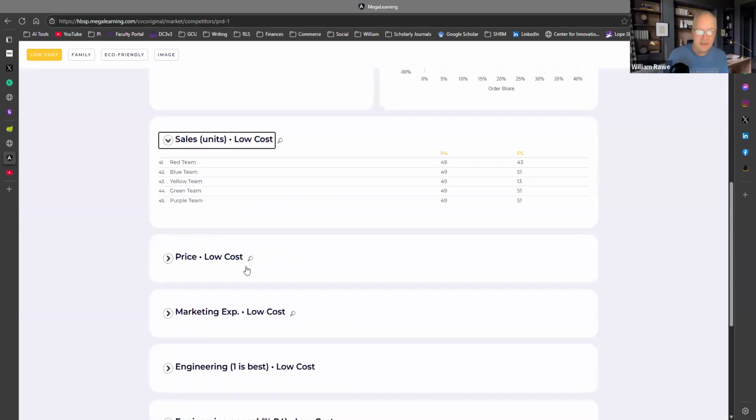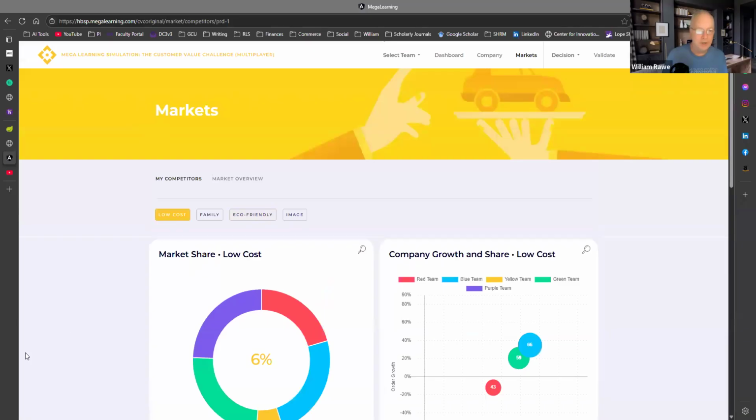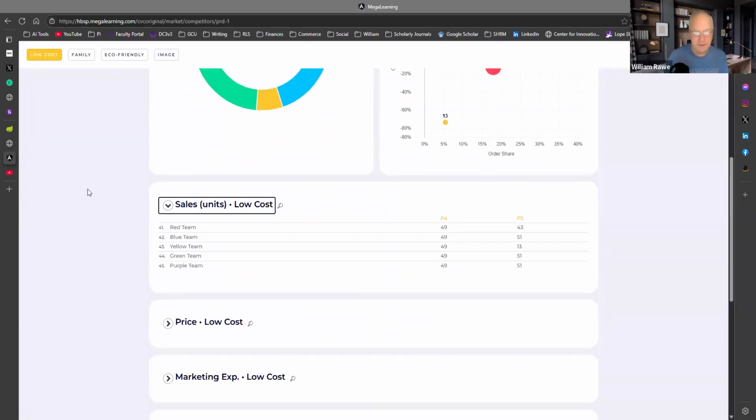So sales, I can see we're in low cost. You see low cost stays up here. I can see how many sales every team had of low cost. So if I had 13, I had the lowest. Who had the most? Well, blue, green, and purple all had the same amount of sales. So what are they doing that I'm not?